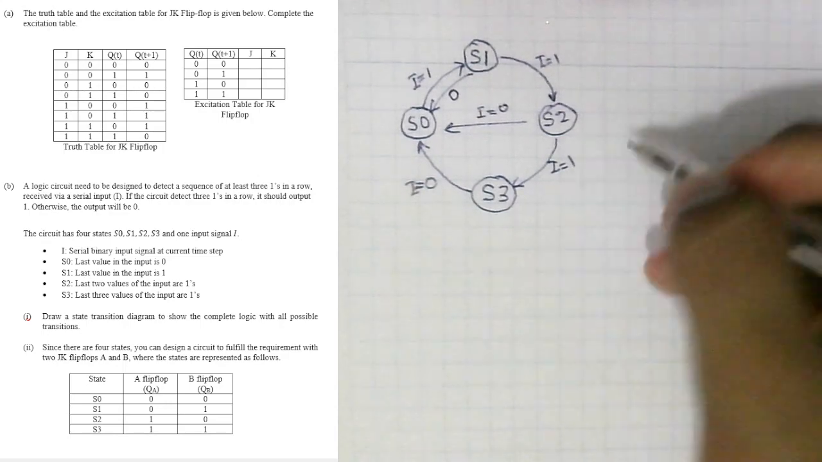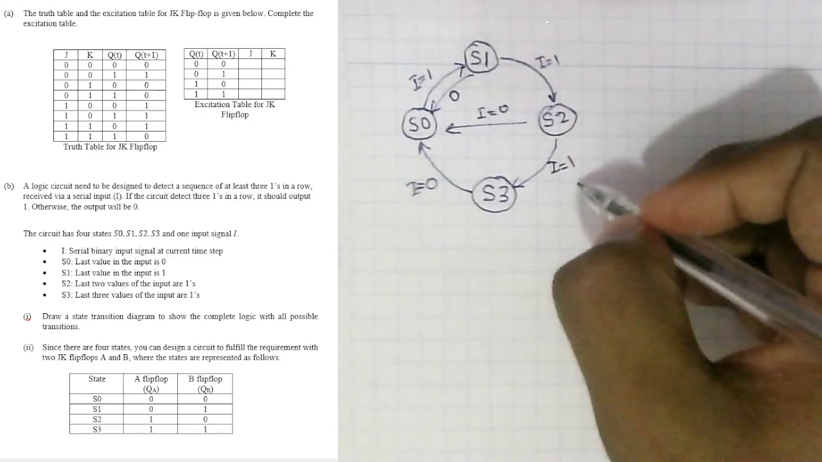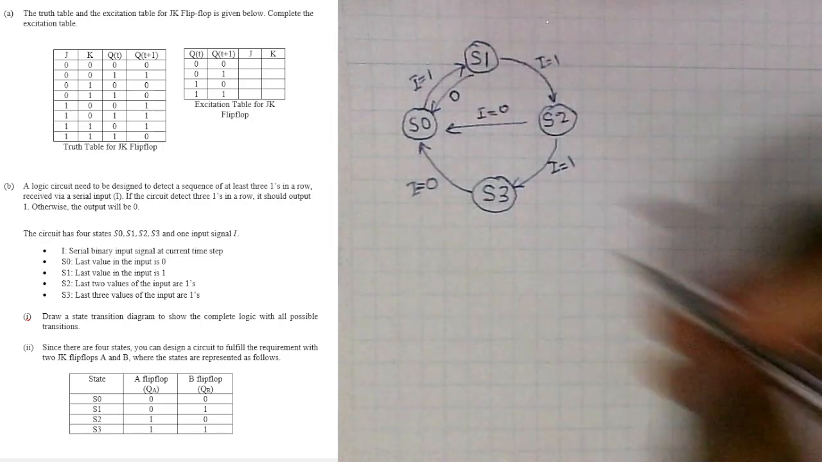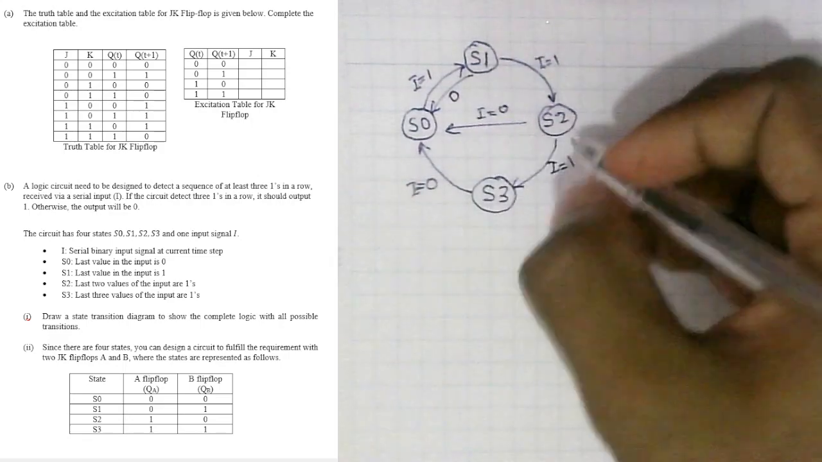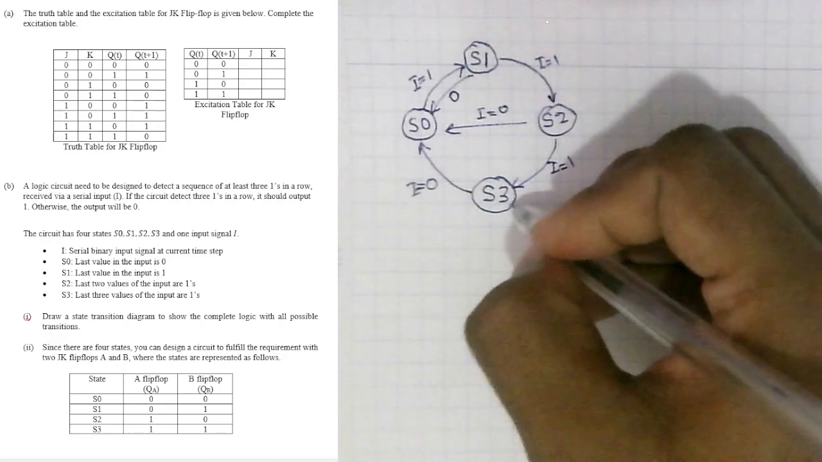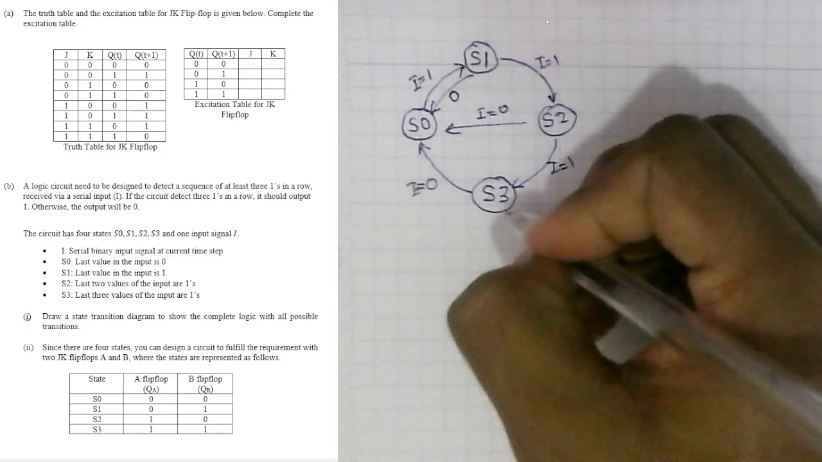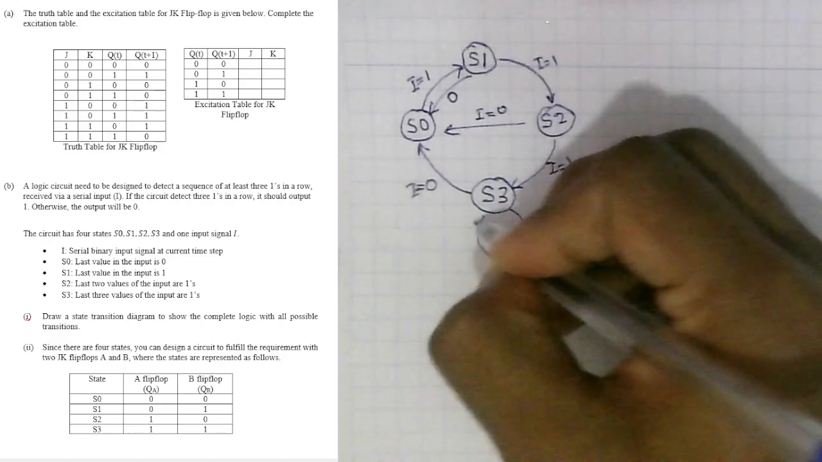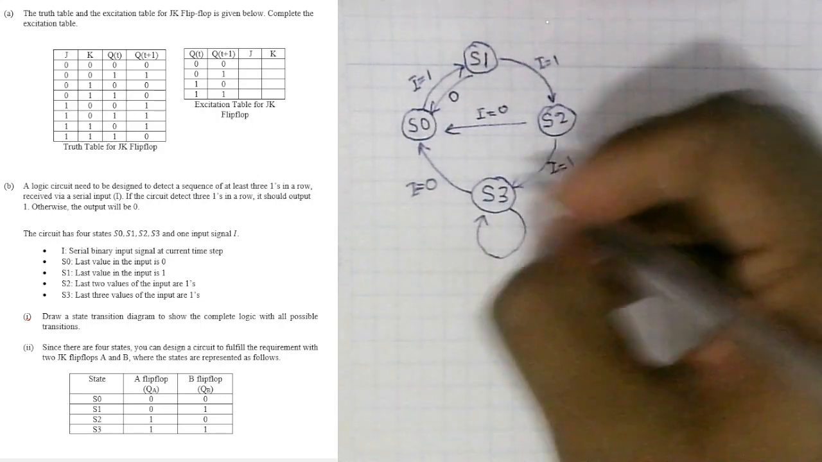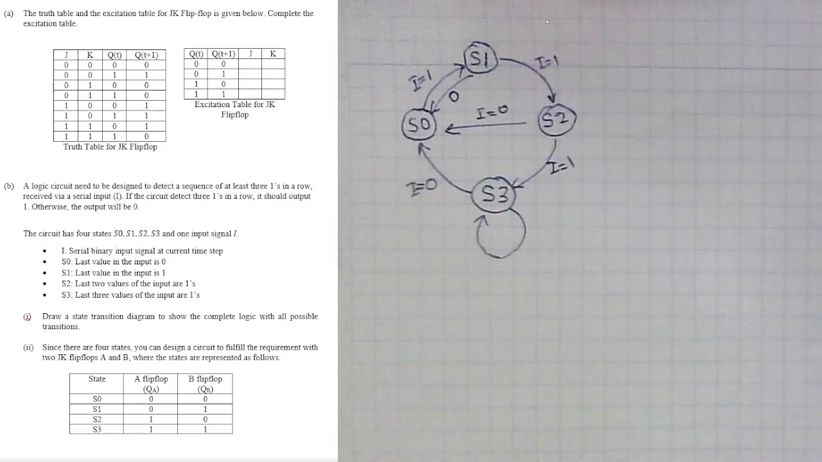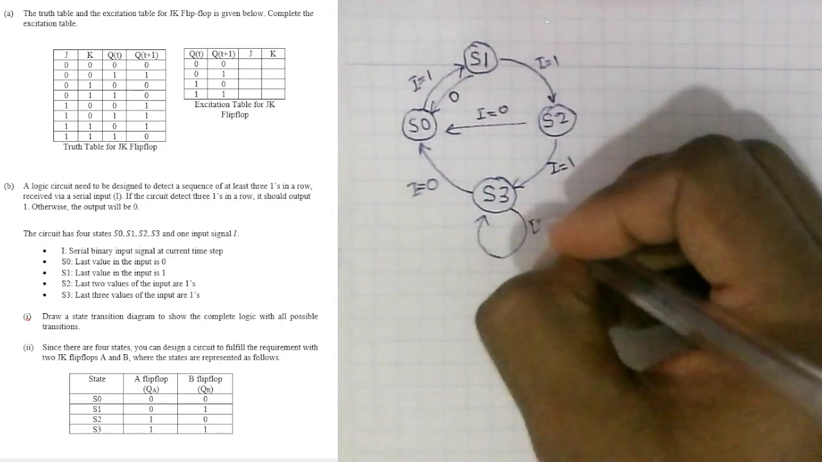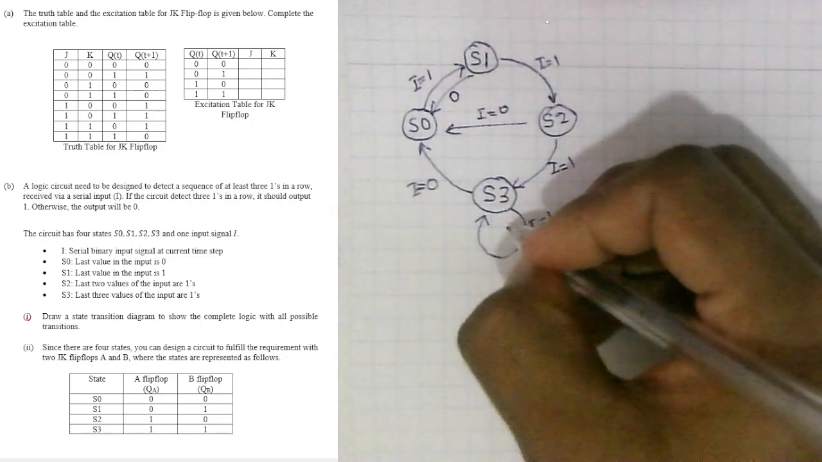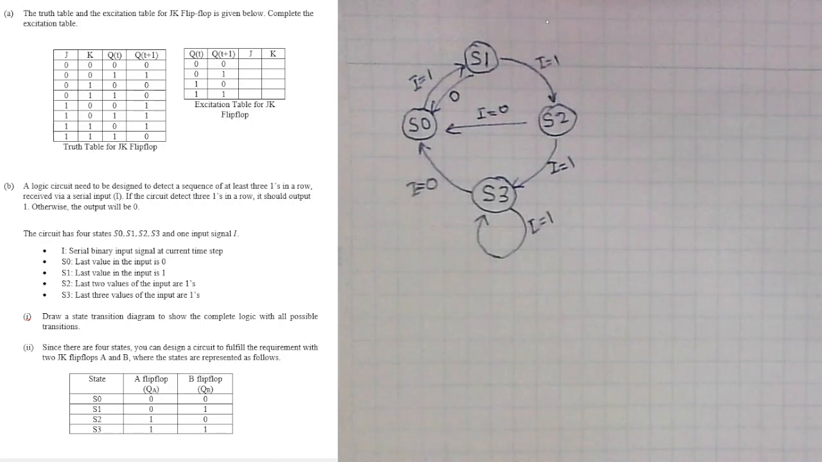But what happens if we got all three ones now and the next one is also 1? Here we are at S3, right? We already got three ones, but after that we get another one. What happens? We need to stay here, right? This is the state because 4 ones also means the last three inputs are 1, right? So if I equals 1 at S3, you will be staying in the same state.